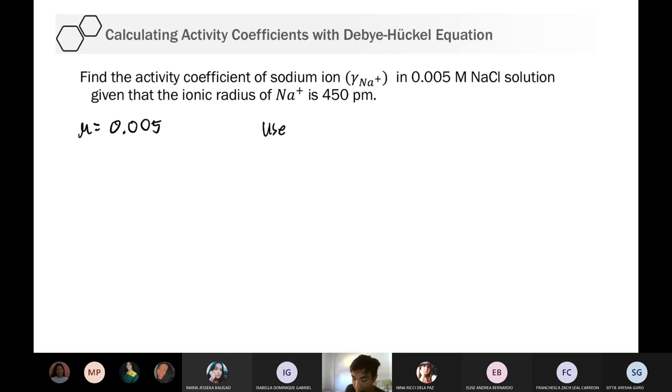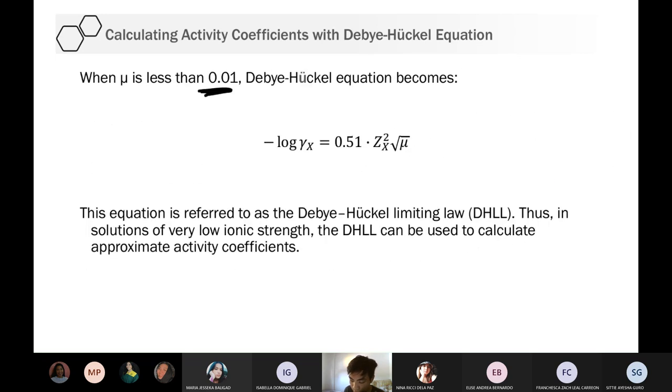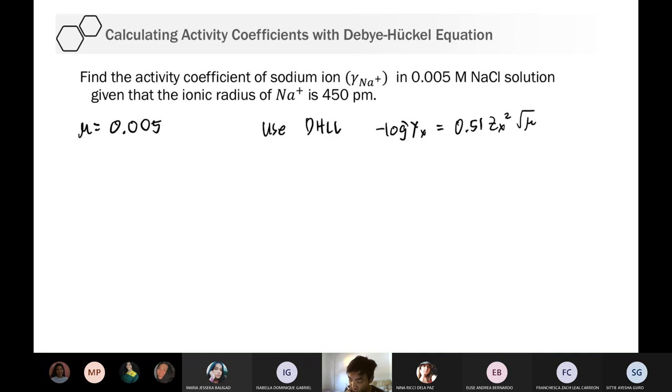So use Debye-Huckel limiting law. Negative log ng gamma x equals to 0.51 zx squared square root of mu. Okay, so ito na lang gamitin natin. So again, gamma yung sinosolve natin. Nasa loob yan ng negative log function. So gagawin mo, you multiply both sides by negative 1. Then you get the anti-log. Okay, so basically you just raise 10 to the function.